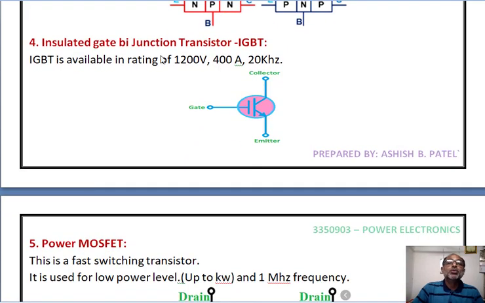Now next, insulated gate bipolar transistor, that means IGBT. It is widely used in the industry. Here this is the symbol of IGBT. It has three terminals, collector, emitter and the gate. You can see there is no connection between the collector-emitter junction and the gate. This IGBT is available in a rating of 1200 volt, 400 ampere and 20 kilohertz frequency.